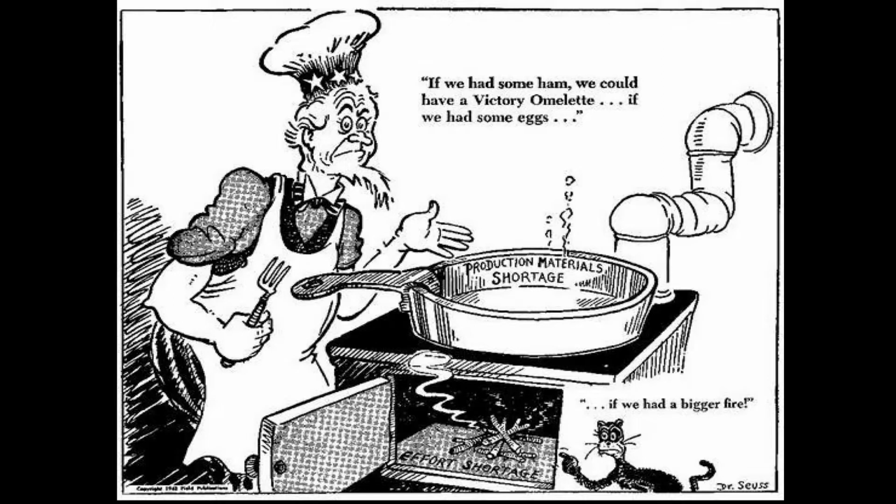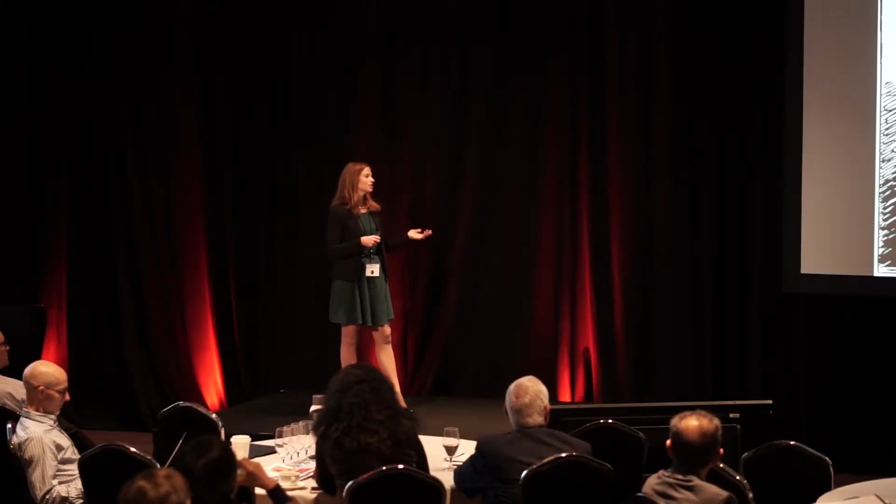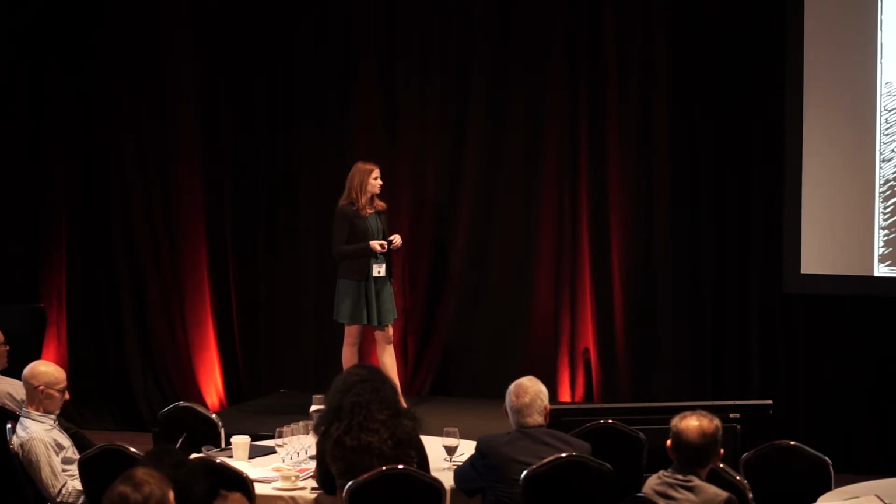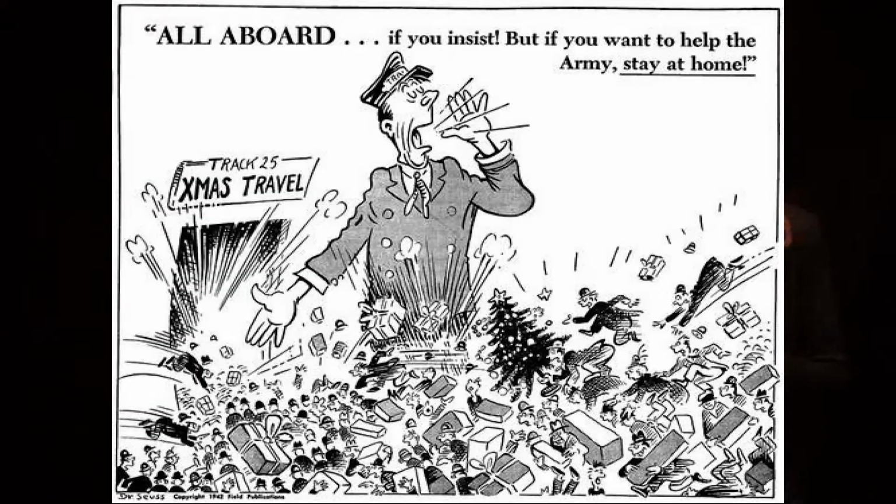They see, for instance, in this cartoon, we have Uncle Sam trying to make a victory omelet, but he doesn't have any eggs. And again, that idea that a lot of our materials that had been shifted towards military production are no longer available for consumers. This cartoon is again encouraging consumers to reduce their use of gasoline and rubber, so kind of reduce their consumption of travel because we need those resources for the military. So all aboard if you insist, but if you want to help the Army, stay at home.